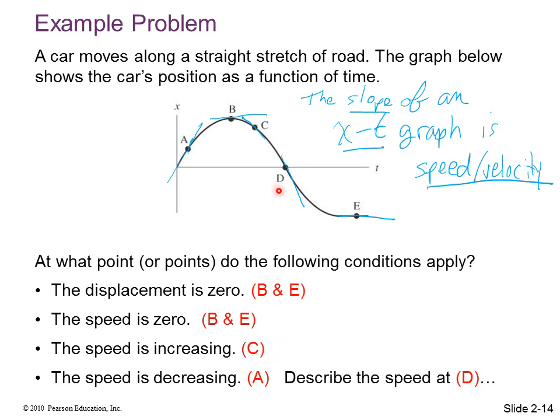And a lot of students will say, well, Miss Eisenhower, the slope is negative over here. Negative is your direction. It has nothing to do with magnitude. When it says speed is increasing, we're looking at just the magnitude, and the speed is increasing. So this car is speeding up in the negative direction. So just for giggles, you could describe the speed at D, and it would be negative and going quite fast.